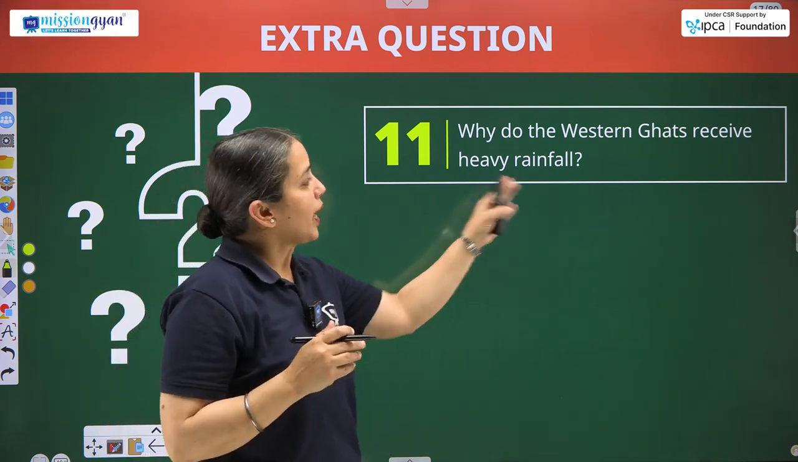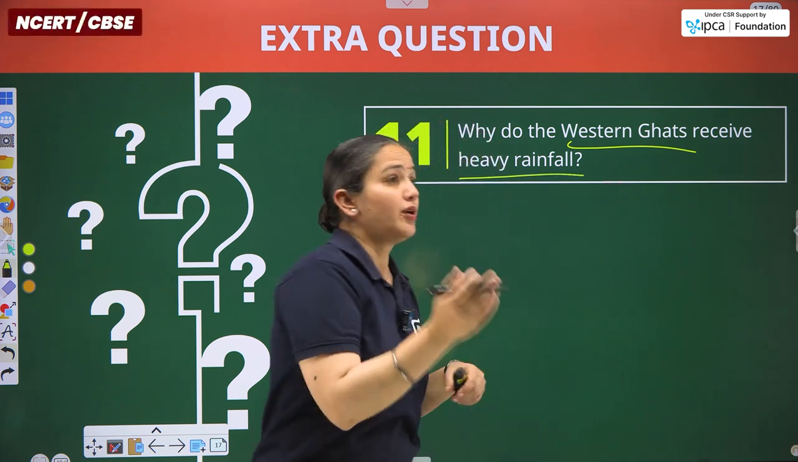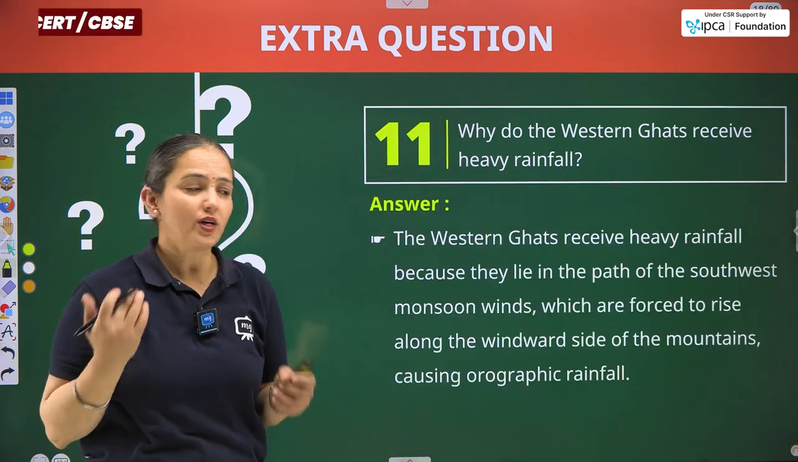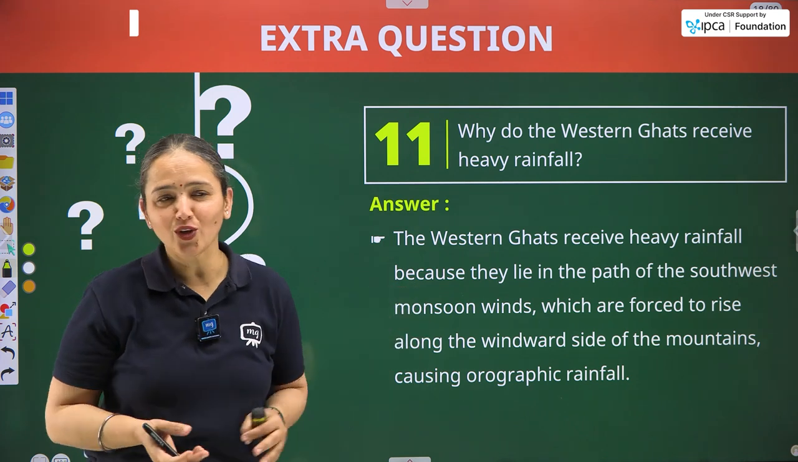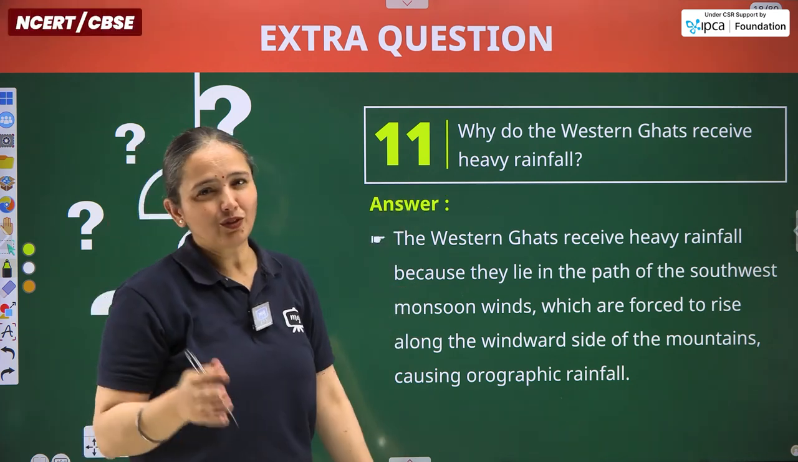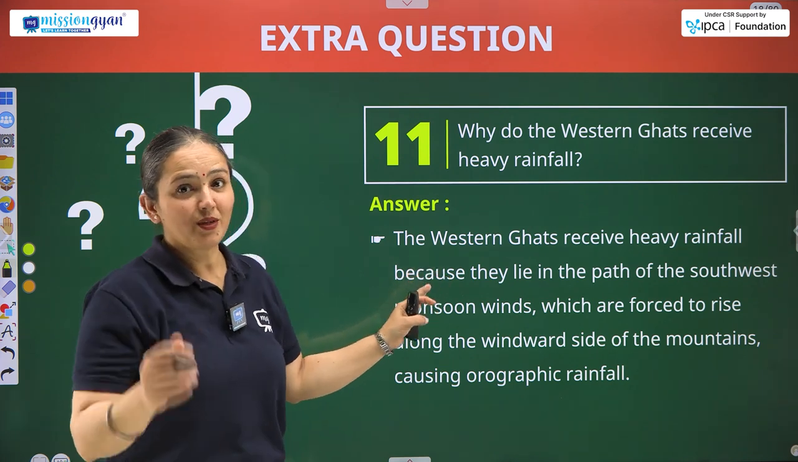Why do the Western Ghats receive heavy rainfall? Because they lie by the windward side. But the one sentence answer is not going to work, as this question can come for 3 marks at least. So we need proper and entire answer to be learned and written.